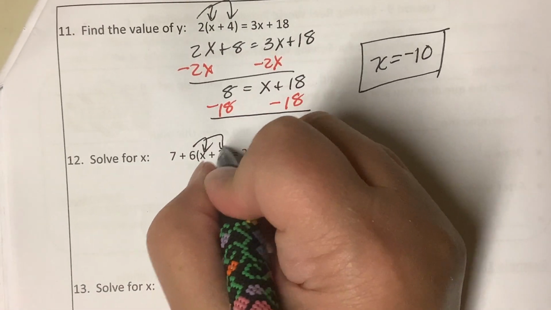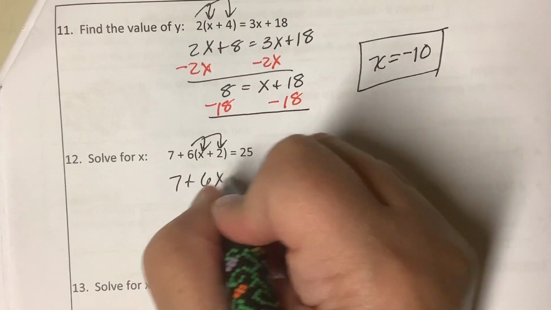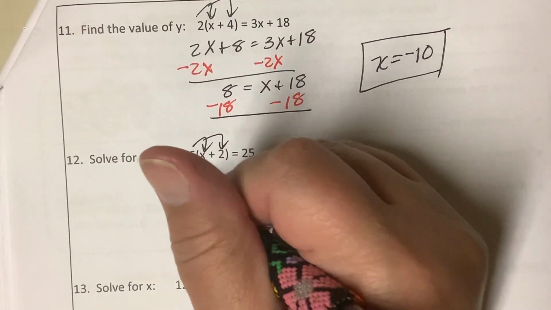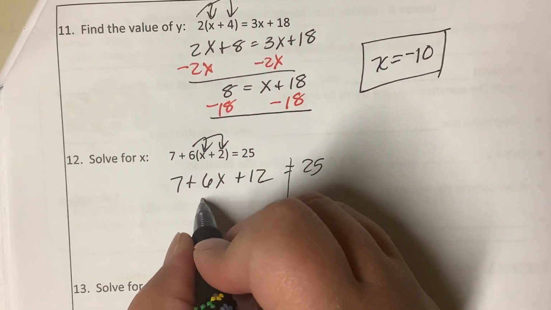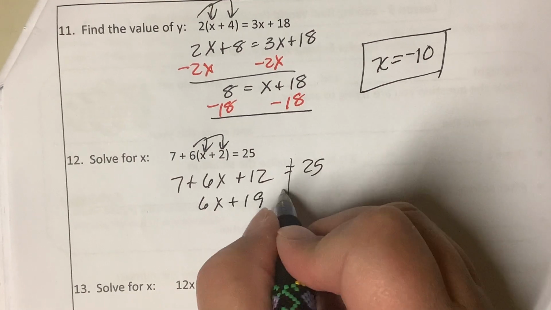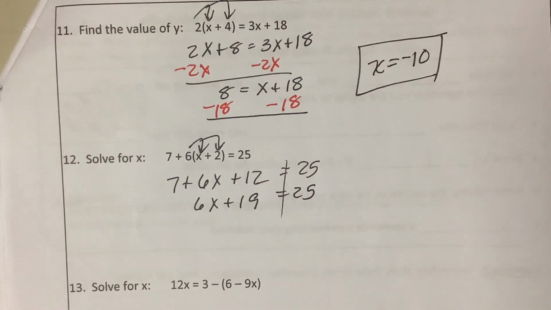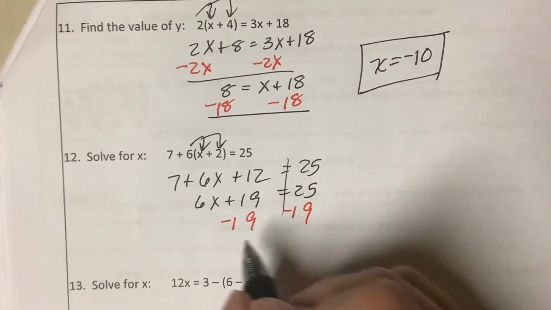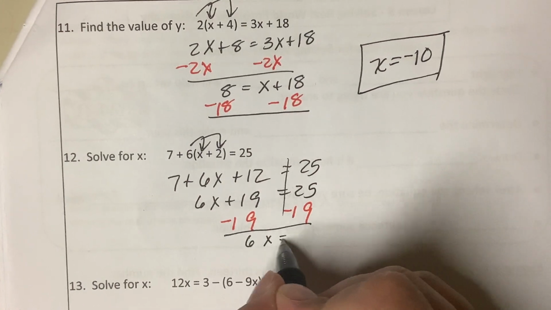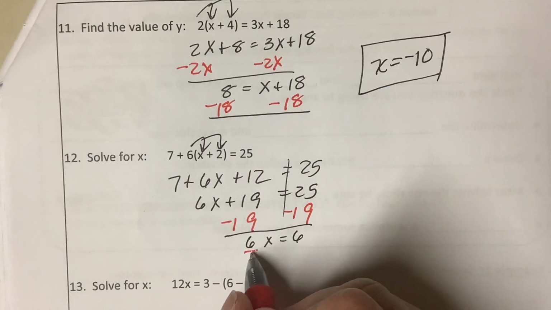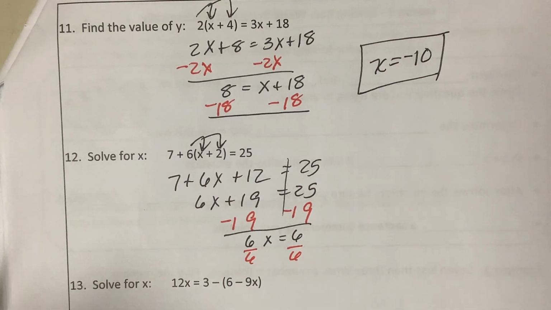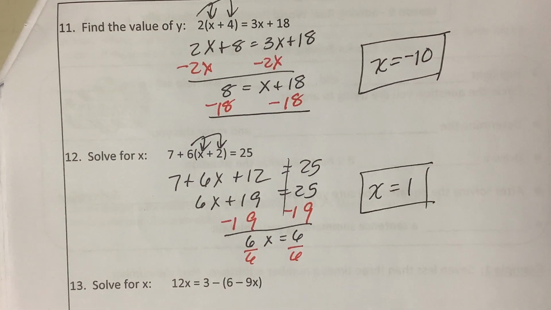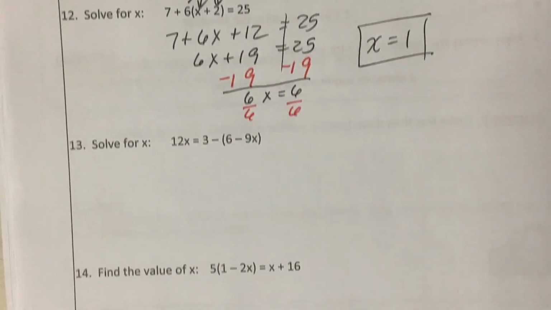6 times x and 6 times 2. 7 plus 6x plus 12 equals 25. Remember, on the same side of the equal sign, so 7 plus 12 is 19. 6x plus 19 equals 25. Minus 19 from both sides. And 6x equals 6. We all know where this is going. 6x equals 6. Divide both sides by 6. And x equals 1. I like that problem. It looked complicated, turned out not to be. Love it when things get easier instead of harder.